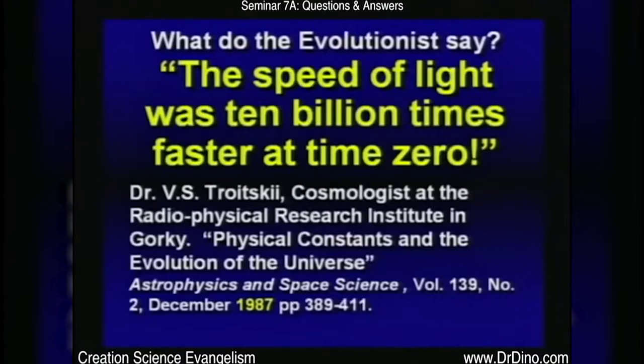It's like watching two twins grow next to each other. Well, neither one's growing. Well, duh. You've got a rubber ruler problem here. Clear back in '87, they said the speed of light was 10 billion times faster at time 0. There must have been a faster speed of light.